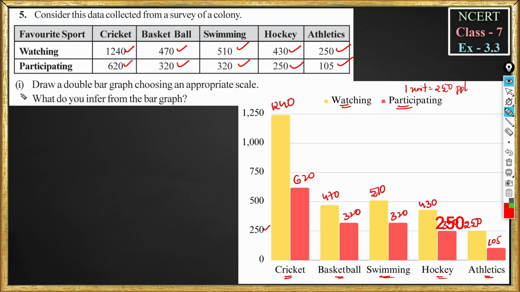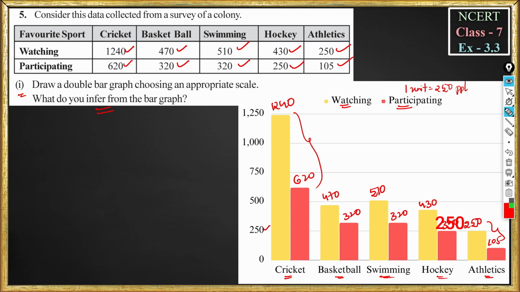If you see question number 1, what do you infer from the bar graph? If you observe carefully, we have long bars for cricket whereas short bars for athletics. That means more people in the colony prefer cricket whereas very few people in the colony prefer athletics. This is what we infer from the bar graph.